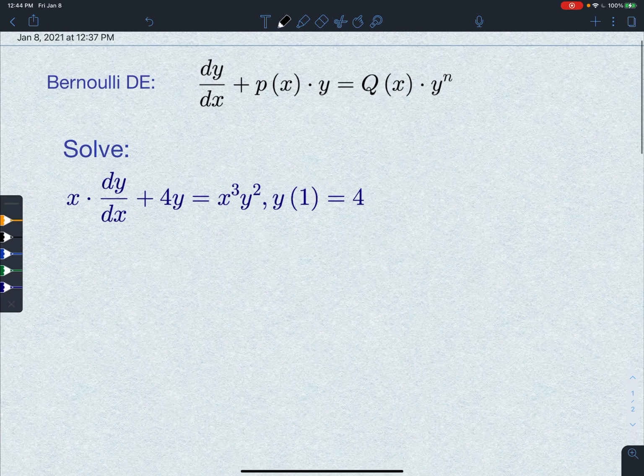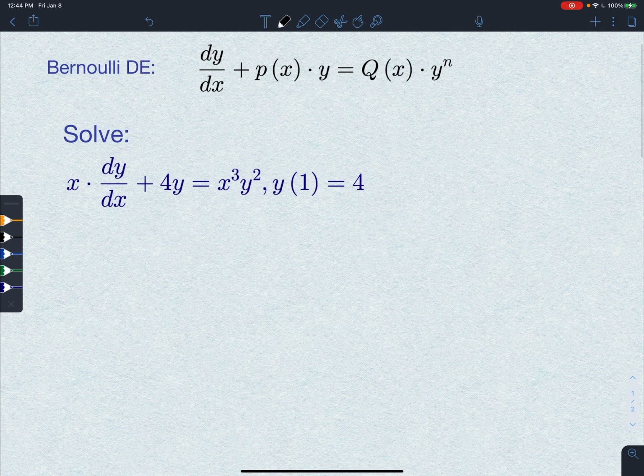So a Bernoulli differential equation has the form that's written here. You notice it's basically the same as a first order linear, except there's a y to the n term multiplied to the right-hand side. And it turns out that we are able to solve this type of equation by using similar techniques, but we are going to have to use a substitution as we're going to see. So to illustrate this, let's look at the equation that's down here.